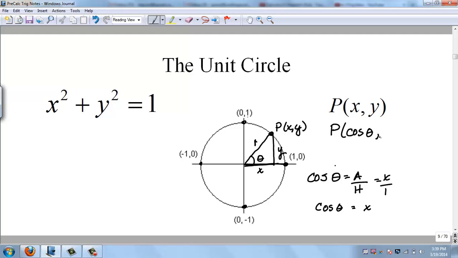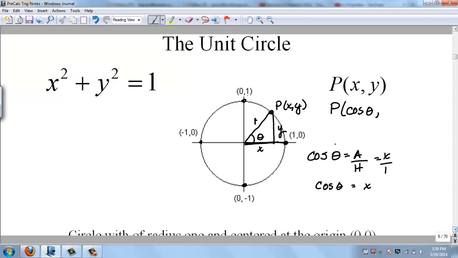Now the sine of theta is opposite over hypotenuse, or O over H, okay? And that would be y over 1. So again, I can see now that the sine of theta equals y.